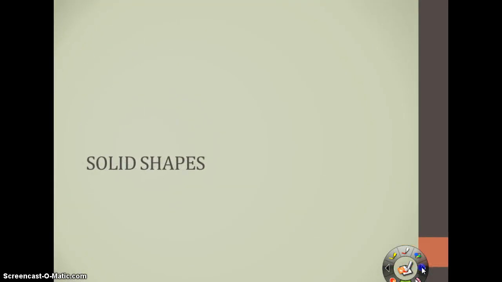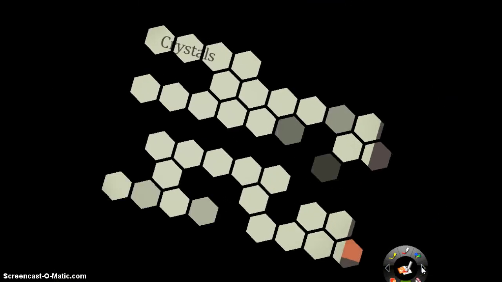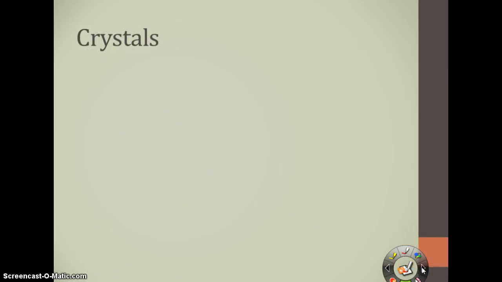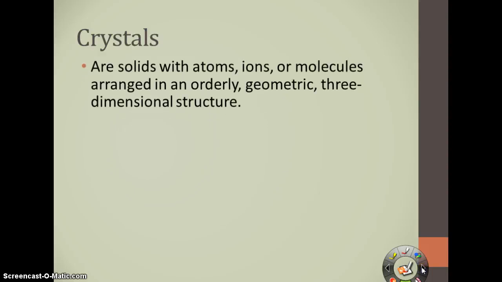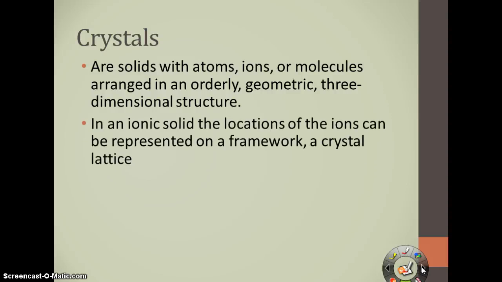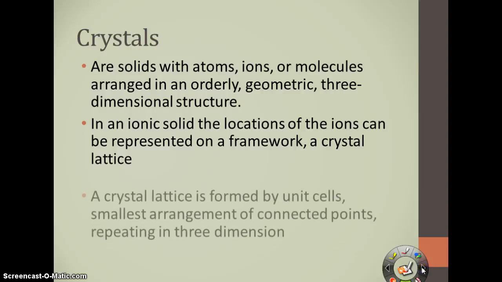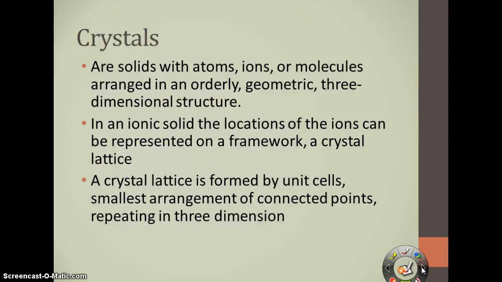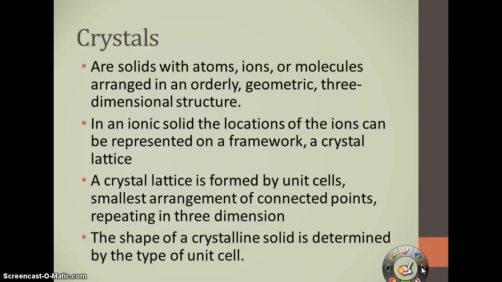So solids have specific shapes, and most solids are going to form some type of crystal. Crystals are solids where your atoms, ions, or molecules are arranged in an orderly, geometric, three-dimensional structure. And for an ionic solid, the locations of those ions can be represented on a framework called a crystal lattice. A crystal lattice is formed from unit cells, the smallest arrangement of connected points repeating in 3 dimensions. So think of an outlined box that's going to be stacked on the sides and the top and the bottom. This repeating pattern is what's going to give you your crystalline form.